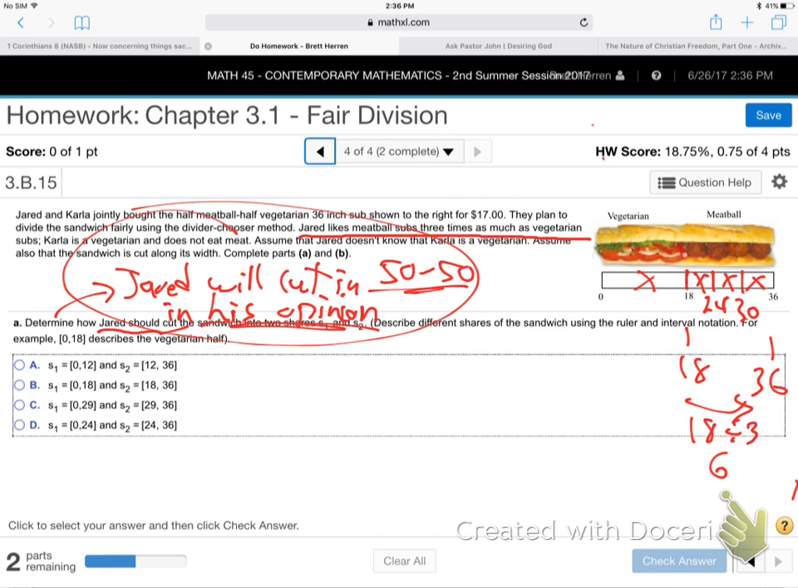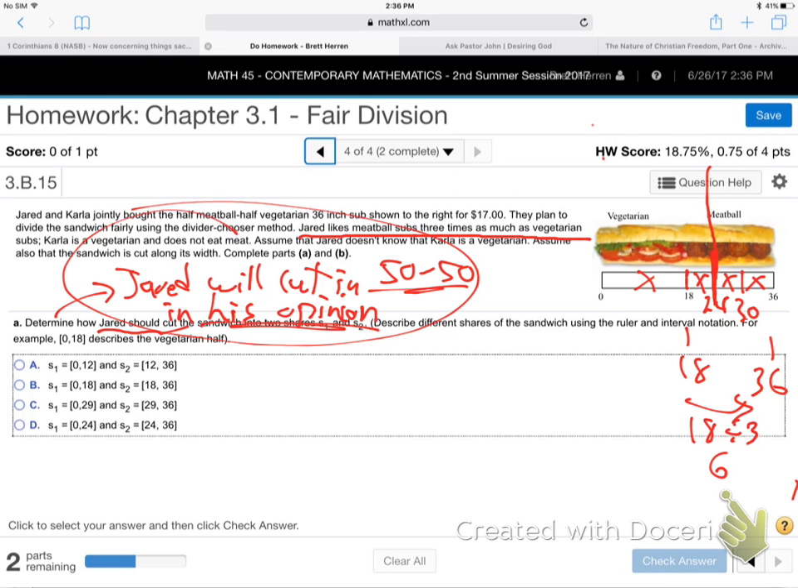Now, can you see where Jared would make a cut? Where would the equal value be to Jared? See how he'd cut right here? And there's 2x and 2x. That's equal value to Jared. You see that? He would cut right there at 24 inches because then there'd be 2x value and 2x value, equal value to Jared.